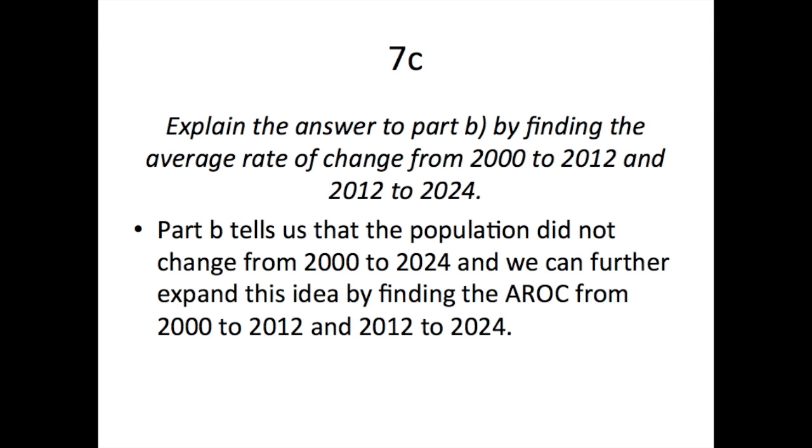7c. Explain the answer to part B by finding the average rate of change from 2000 to 2012 and from 2012 to 2024. So part B told us that the population did not change, and we can further expand on this by solving for the AROC from 2000 to 2012 and from 2012 to 2024.